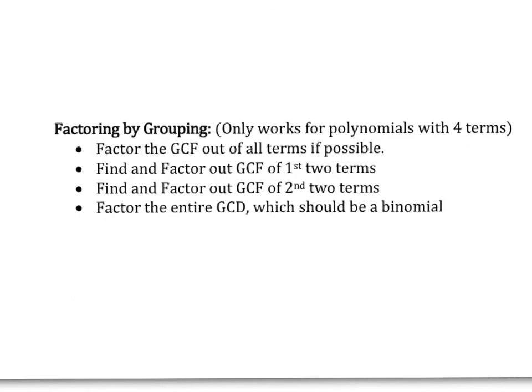The first thing we want to do here is to factor the GCF out of all of the terms if possible. That means all 4 terms. All right, this is not going to be a step that's going to work for every single problem, but for some problems we will do this step here. Then we're going to group the polynomial 2 by 2. Since there's 4 terms, I'm going to group the first 2 terms together, and I'm going to find and factor out the GCF. And I'm going to group the second 2 terms together, and I'm going to find and factor the GCF of those second 2 terms.